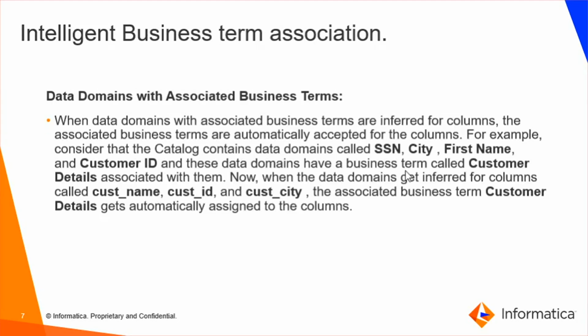The first condition on which business terms are automatically assigned as title is data domain with associated business terms. When data domains with associated business terms are inferred for columns, the associated business terms are automatically accepted for the columns. For example, consider the catalog contains data domains called SSN, city, first name, and customer ID. And these data domains have a business term called customer details associated with them. Now, when the data domains get inferred for columns called cust name, cust ID, and cust city, the associated business term, customer details, gets automatically assigned to the columns.